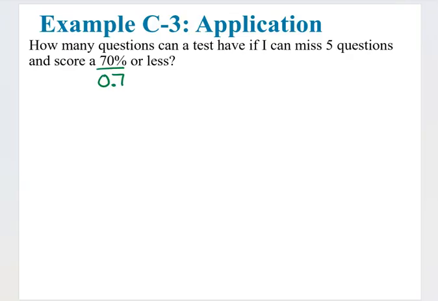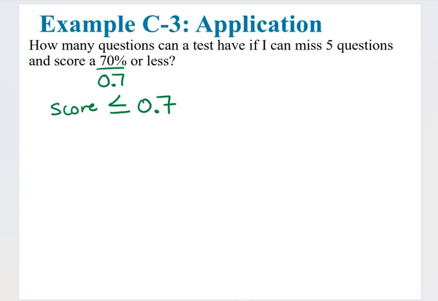All right, so we want our score to be a 70% or less. So the score has to be less than or equal to 0.7. So I'm kind of taking the words and slowly changing them into symbols and changing it into a mathematical statement. All right, how do I find our score on a test?